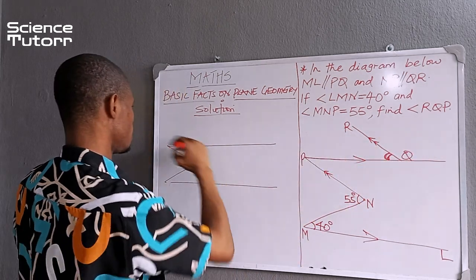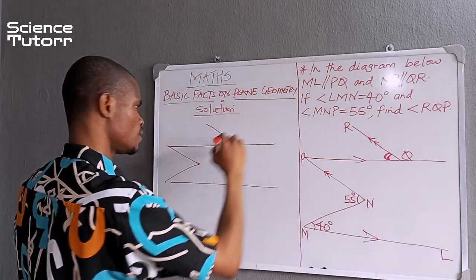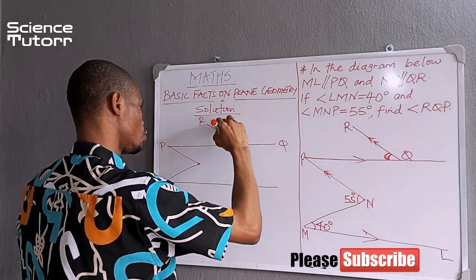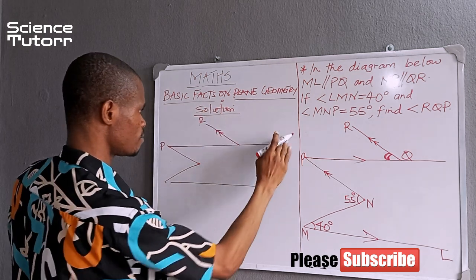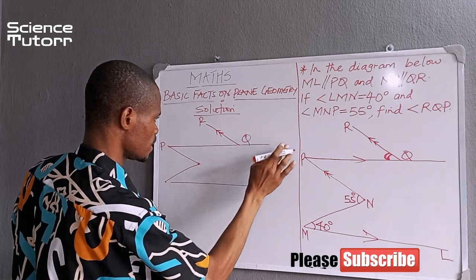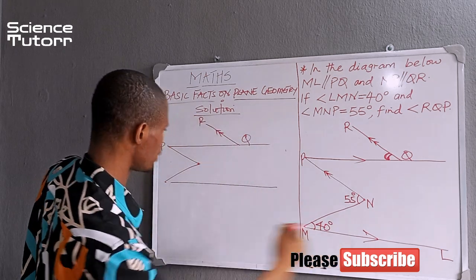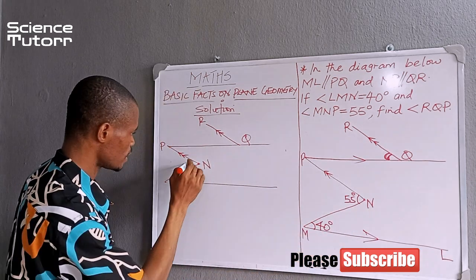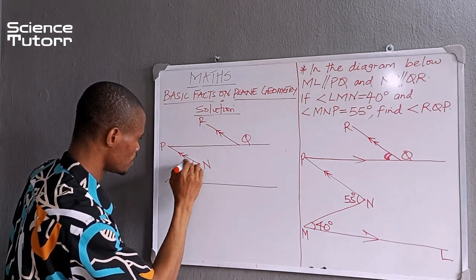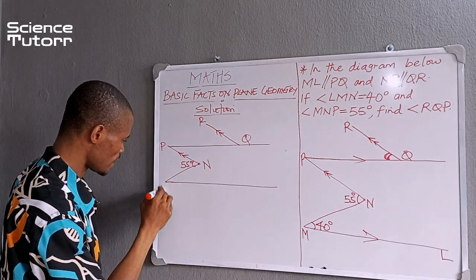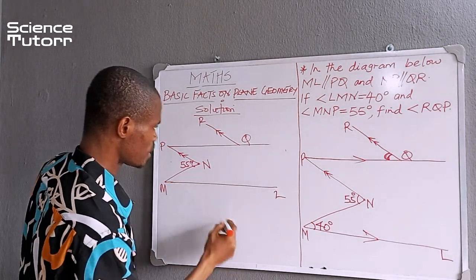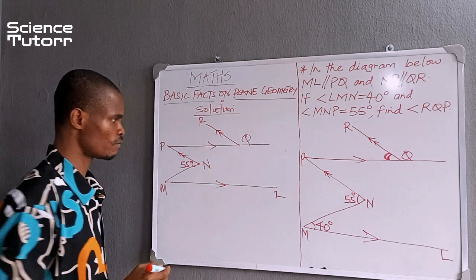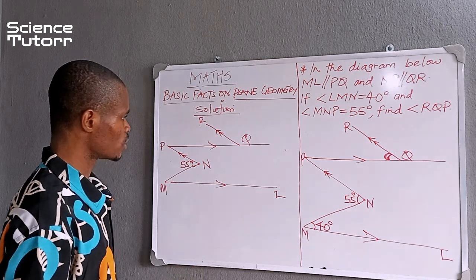This is PQ. This is a parallel line, also parallel to this. So we have PQ. This is arrow. This shows that line PQ is parallel to PM. So this is N. We have this to be 55 degrees. We have M on this side. ML is parallel to PQ. So we have this as a sign for parallelism. Now back to the question.